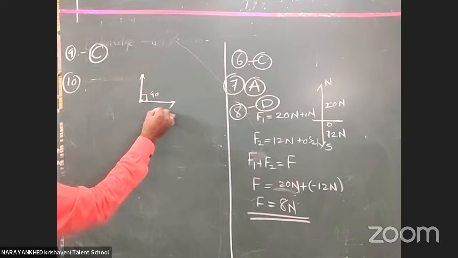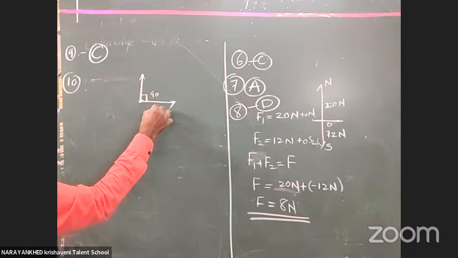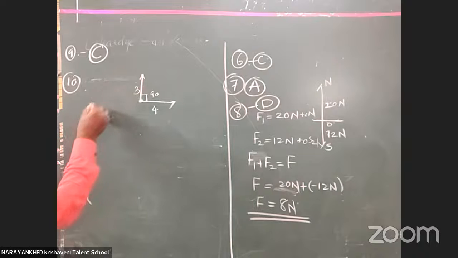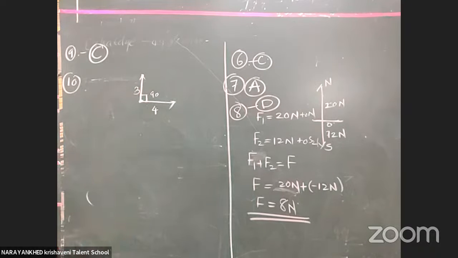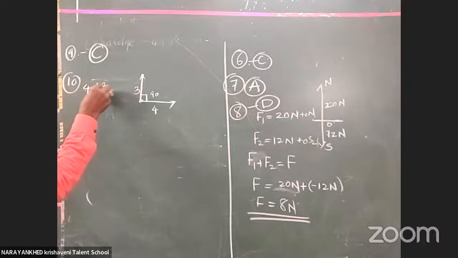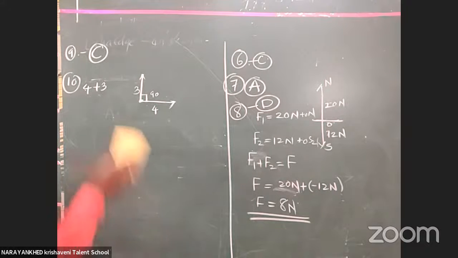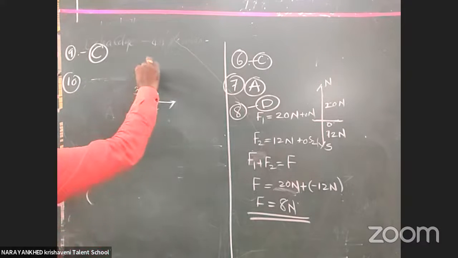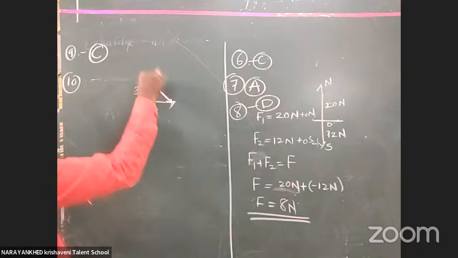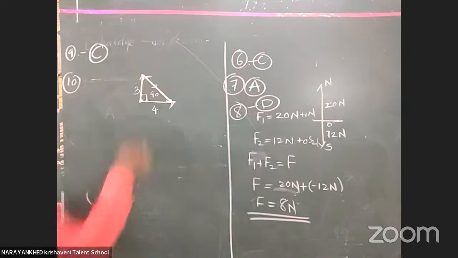When we add these two vectors, the magnitudes are 4 and 3. They are not opposite in direction, so we cannot simply add 4 plus 3. Till now we have not completed this type of concept. Now the resultant becomes this one. Clear? The resultant becomes this one.